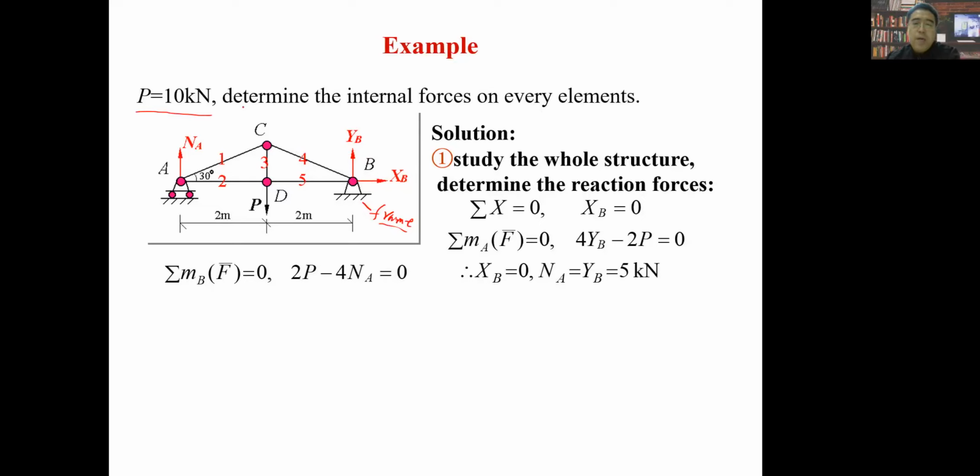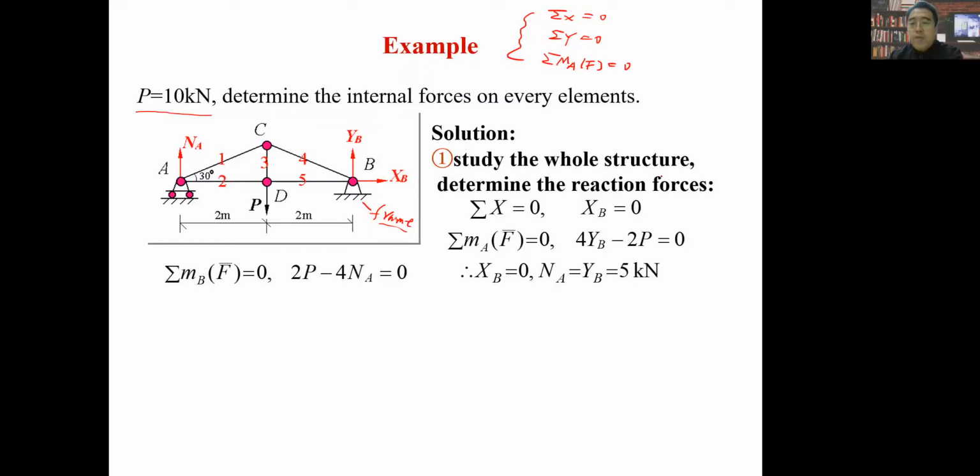So the first task is to use the equilibrium conditions of a plane force system to calculate N_A, Y_B and X_B. Do you still remember the three equations of a plane force system? We have sigma X equals 0, sigma Y equals 0, and we can select some point, sigma M equals 0. According to a plane force system, we have three equations, so we can solve three unknowns. Here you can see unknowns 1, 2, 3, right?